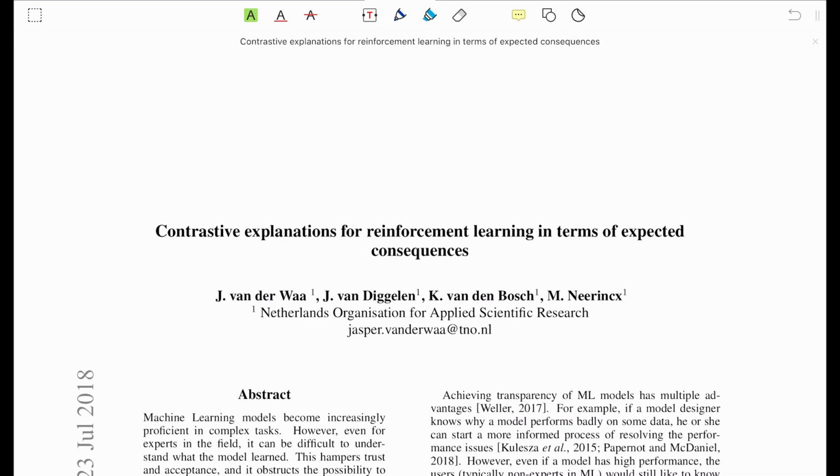Hi, today I'll be reviewing "Contrastive Explanations for Reinforcement Learning in Terms of Expected Consequences" by J. van der Waa, J. van Diggelen, K. van den Bosch, and M. Neerincx. This paper is slightly older but attends to a crucial aspect of AI explanations, that is, the use of human understandable terminologies or concepts in the given explanations.